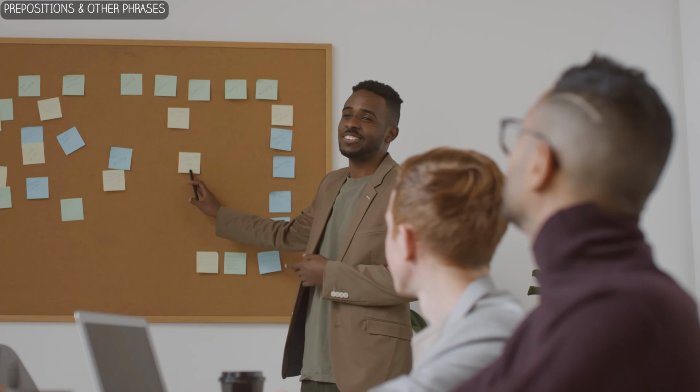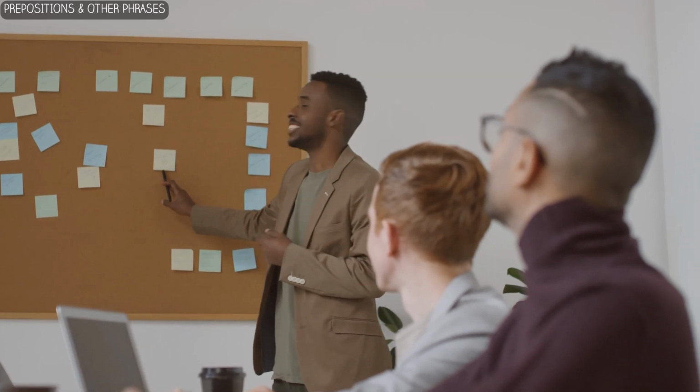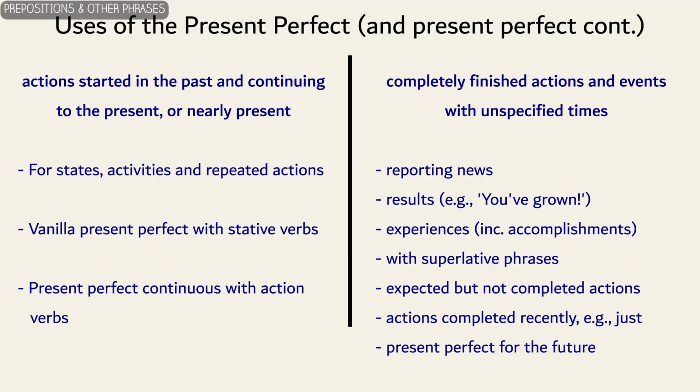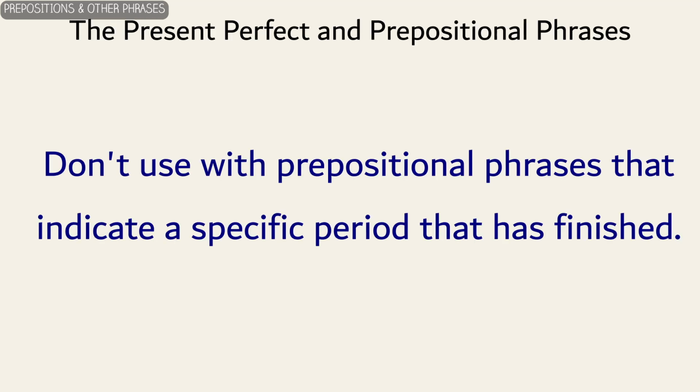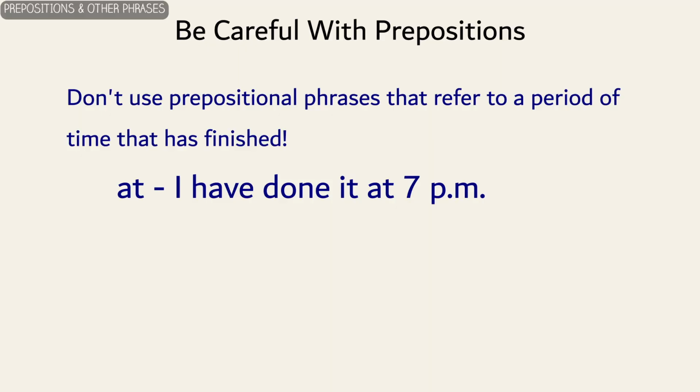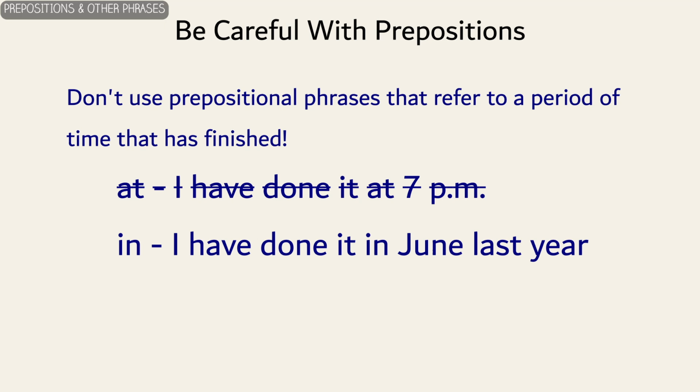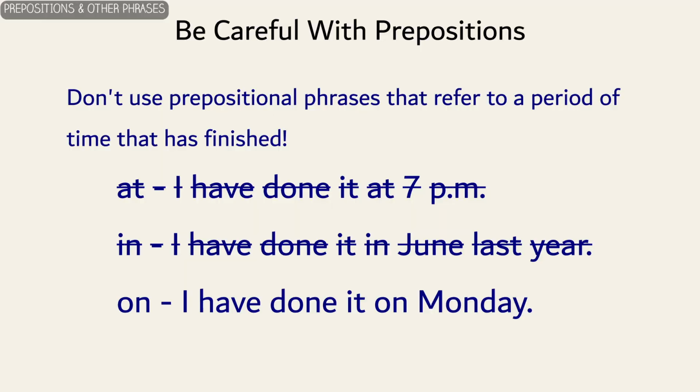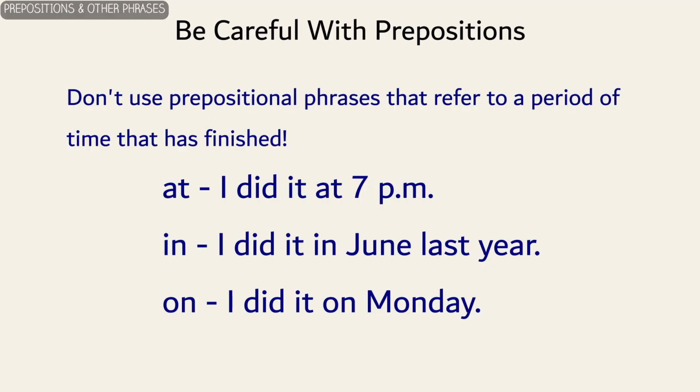I also want to mention here that with the present perfect, and this applies to all uses of the present perfect, we generally can't use it with certain prepositional phrases of time which give specific time frames that have finished. And these typically start with at, like "I have done it at 7 p.m." Oof. In, like "I have done it in June last year." Ouch. And on, like "I have done it on Monday." Oh God, no. For these sentences to be correct, they would need to be in the past simple.